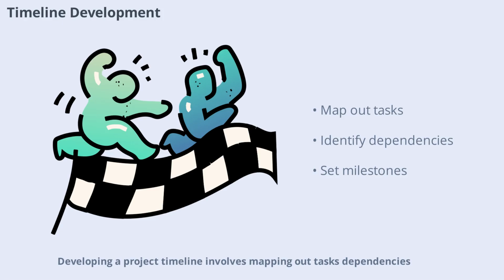Developing a project timeline involves mapping out tasks, dependencies, and milestones. A clear timeline helps manage expectations and keeps the team focused on priorities. Timeline development is an integral part of scoping, as it translates requirements into actionable steps. Let's look at how to create an effective project timeline.